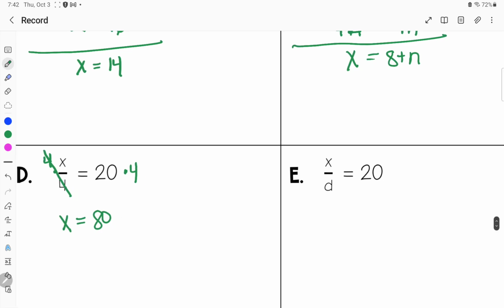The only difference now is instead of having a 4 down here, I have a d. So I still need to get x alone. So right now x is being divided by d, so the opposite is timesing, which will give me 1. And I got to multiply this side.